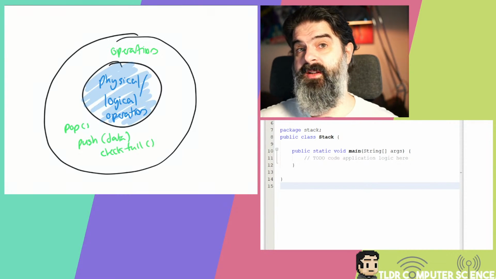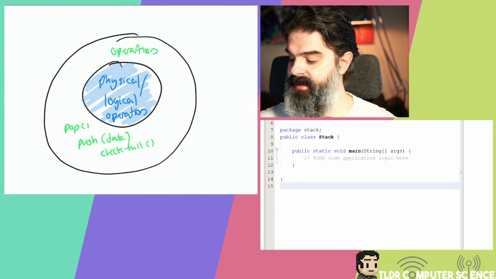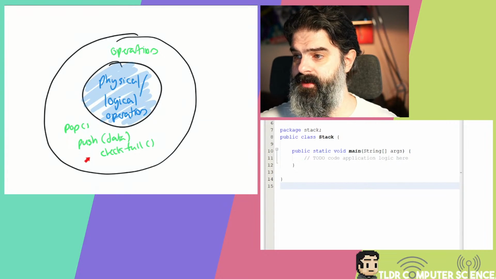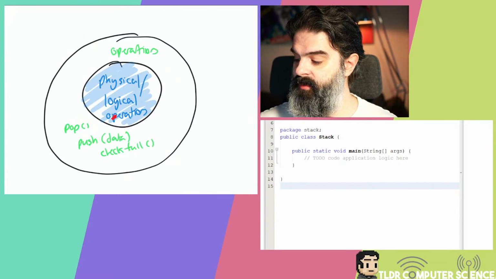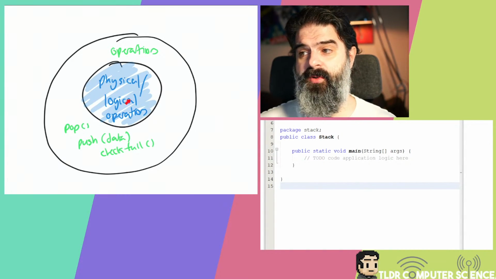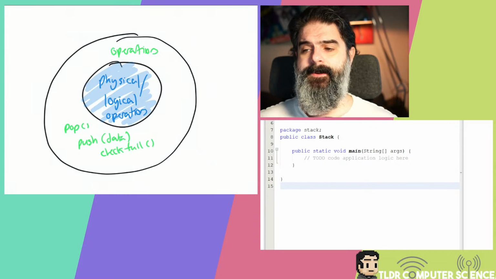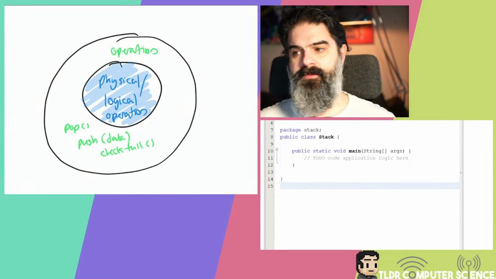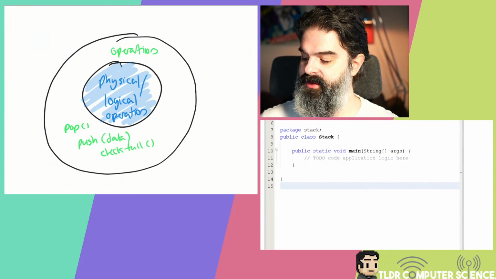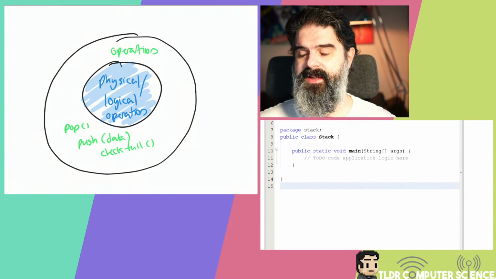That's what an abstract data type really means: you can focus on these methods and not focus on what's happening, the physical and logical operations to achieve those things. Same with a queue. You only focus on the methods. You don't focus on what's going on here. Same with a linked list.